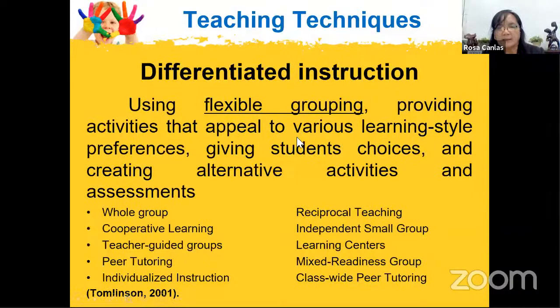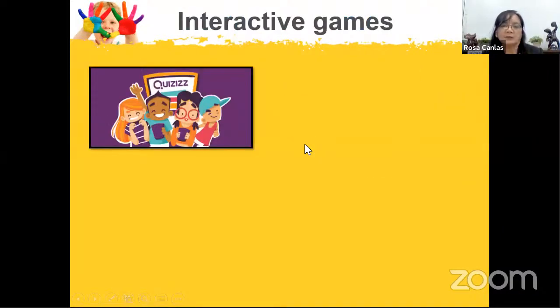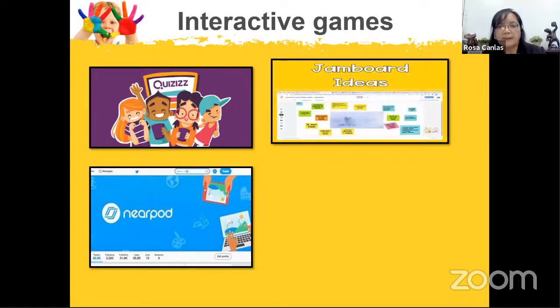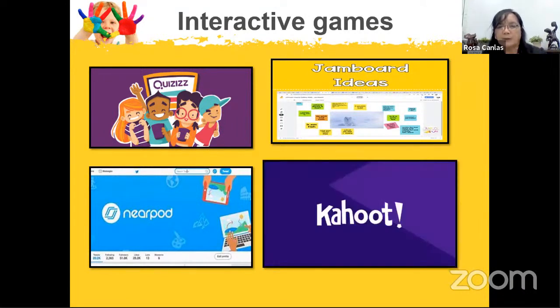So in this case, for example, in our inclusion or here in our school, for the whole group, we have this application or interactive games for the learners. We have these quizzes, and also the NIRFAD for the whole group, and also for the cooperative group discussion and also activity. Then for the individual, each of our learners can also use the Jamboard ideas on our Jamboard through Google Classroom, and then we have the Kahoot for them to be more active and participate in the discussion.